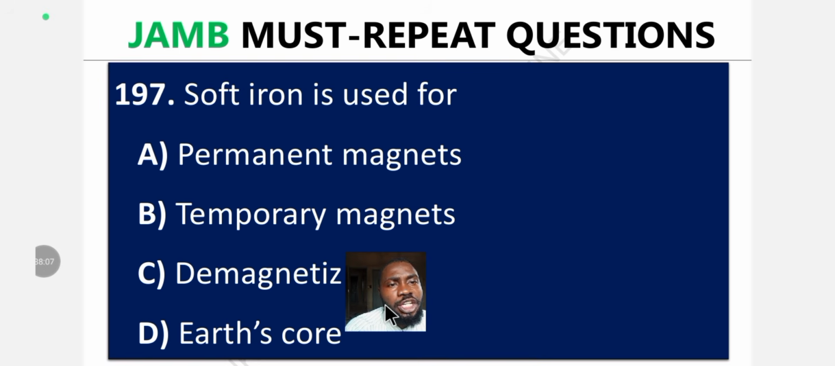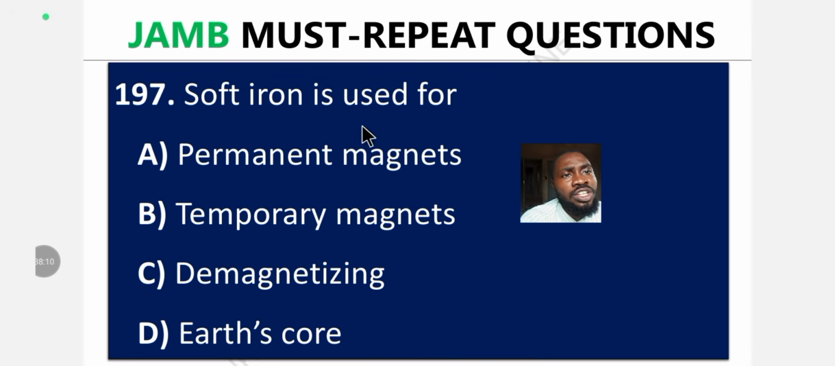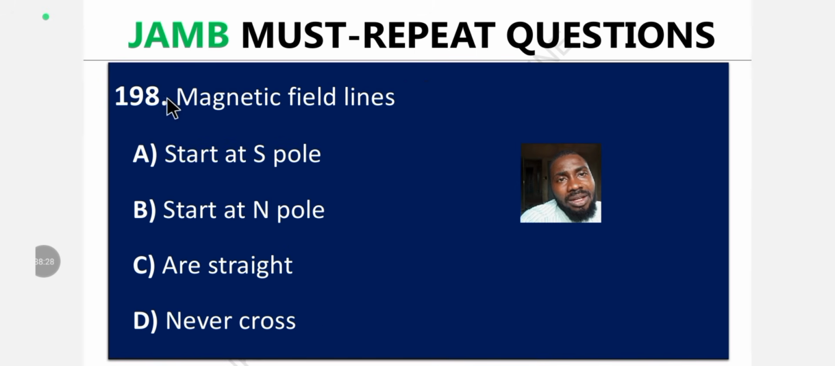JAMB must-repeat questions. Question 197. Soft iron is used for what? A. Permanent magnets. B. Temporary magnets. C. Demagnetizing. D. Earth's core. What's the answer? Drop the answer in the comment section. Very easy question. Question 198. Magnetic field lines: A. Start at S pole, which is South pole. B. Start at North pole. C. Are straight. D. Never cross. What's the answer? Drop the answer in the comment section.